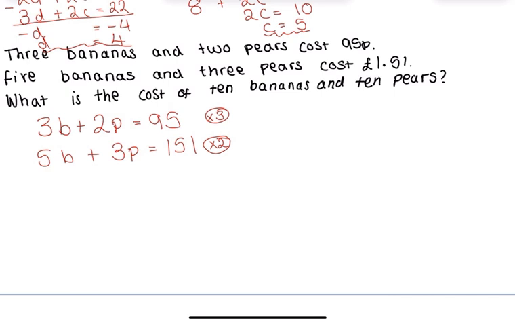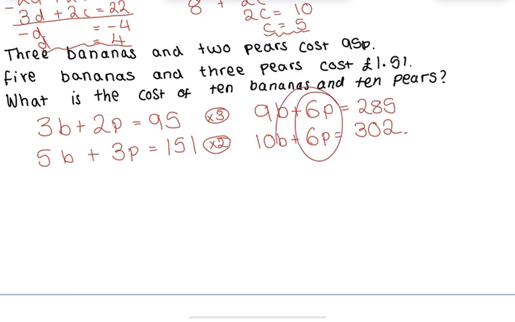So timesing this top one by 3, I'm going to get 9b plus 6p, and then making sure you're timesing everything by 3, so even that 95, and that gives us 285. This next one, we're going to get 10b plus 6p equals 302. So there, I've times everything on the top by 3 and everything on the bottom by 2. And now my p's are the same.